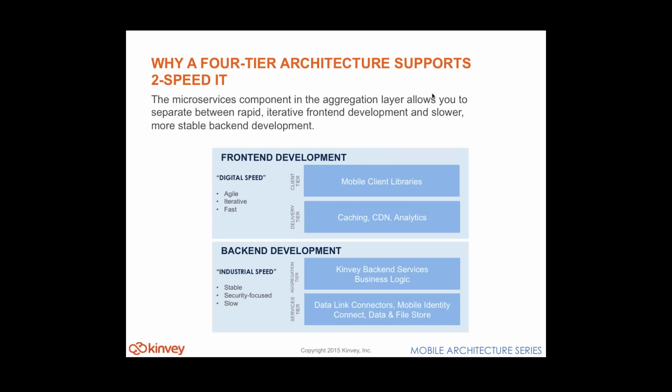So you need a 4-tier architecture to help support this, because you want to separate your front-end development and your back-end development, and Gartner calls this your digital speed and your industrial speed. So the microservices component actually allows you to decouple your front end and your back end. And so we think that's very important when it comes to building out a system that really works.